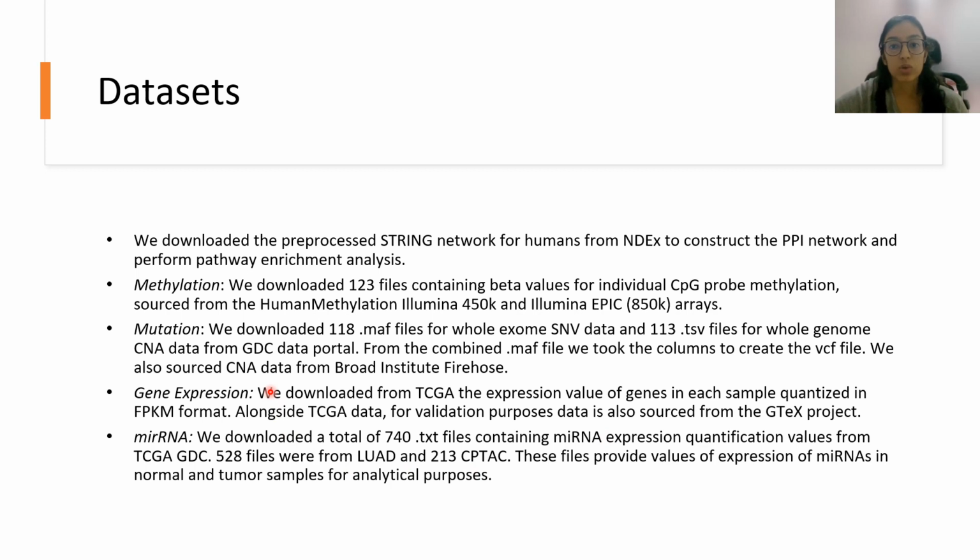Most of our data is downloaded from the TCGA GDC portal. We also download mutation and CNA data from the Broad Institute Firehose and gene expression data from the Genotype-Tissue Expression Project. For the PPI network, we have used the STRING database.